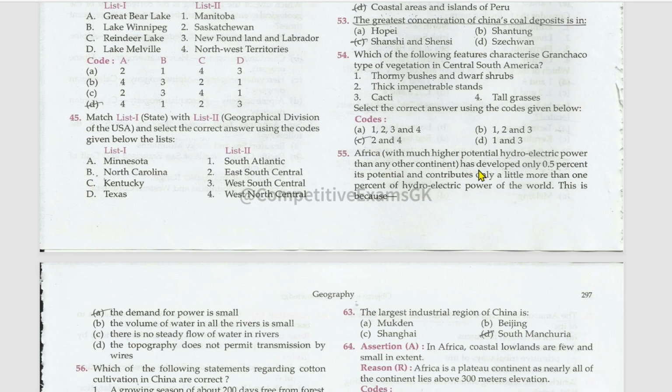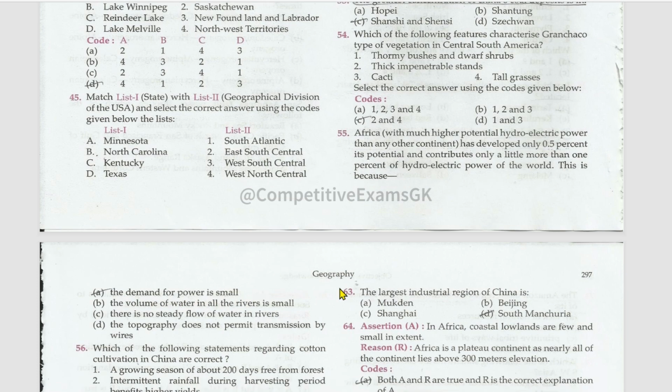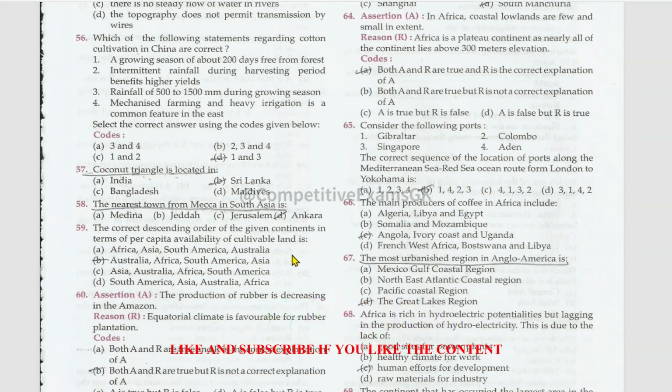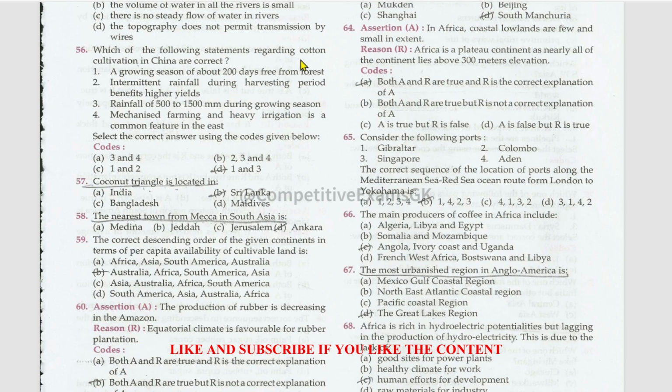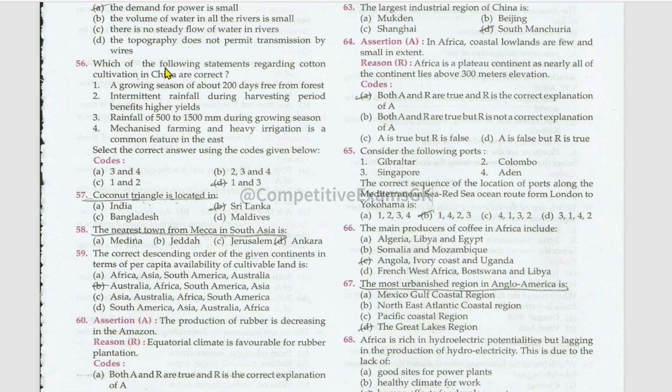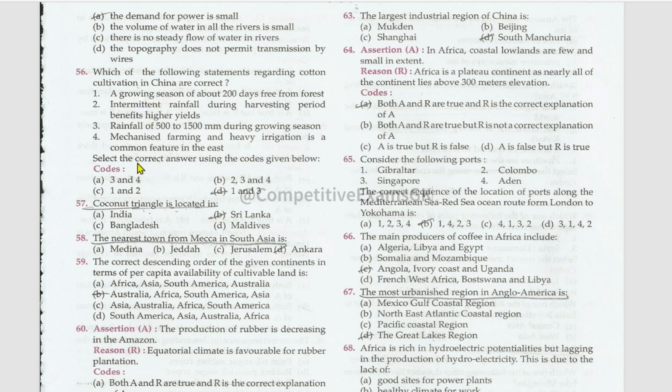Africa has developed only 0.5% of its potential and contributes only a little more than 1% of hydroelectric power of the world. This is because the demand for power is small. Which of the following statements regarding cotton cultivation in China are correct? Select the correct code. A growing season of about 200 days free from frost, right? And rainfall of 500 to 1500 millimeters during growing season. 1 and 3 are correct options.